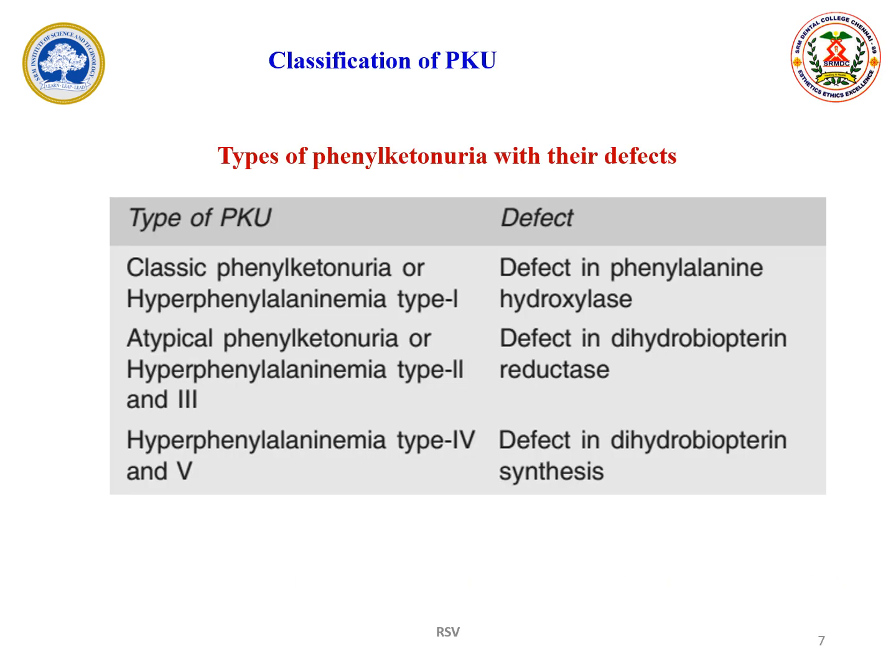Now, coming to the classification of phenylketonuria, there are three types of phenylketonuria with their defects. Classic phenylketonuria or hyperphenylalaninemia type 1 is due to the defect in the phenylalanine hydroxylase enzyme. The second type is atypical phenylketonuria or hyperphenylalaninemia type 2 and type 3. This is due to a defect in the dihydrobiopterin reductase enzyme. Then hyperphenylalaninemia type 4 and 5 is due to the defect in tetrahydrobiopterin synthesis.